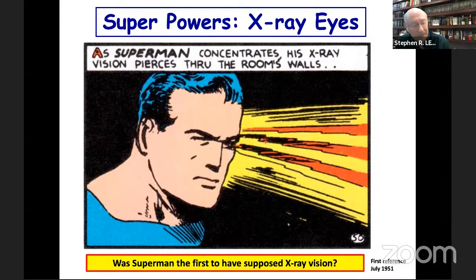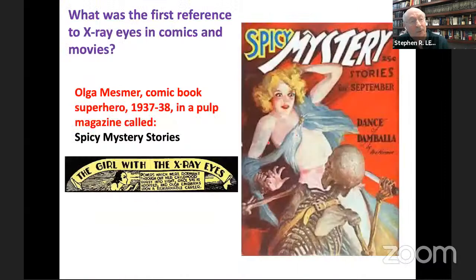But it's actually interesting to ask, who was the first to supposedly have X-ray vision? And it turns out it was Olga Mesmer, a comic book superhero in about 1937 and '38 in a pulp fiction magazine called Spicy Mystery Stories, The Girl with the X-ray Eyes. This Olga had a dormant superpower that only became noticed later in life in this comic.